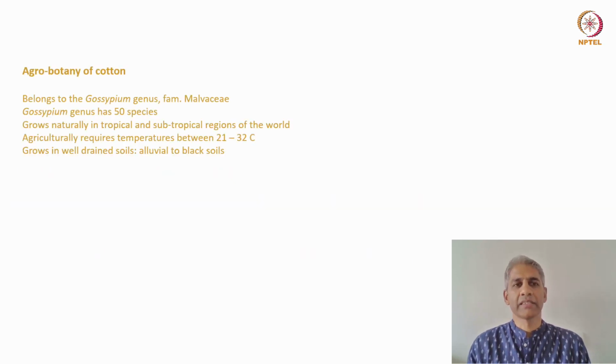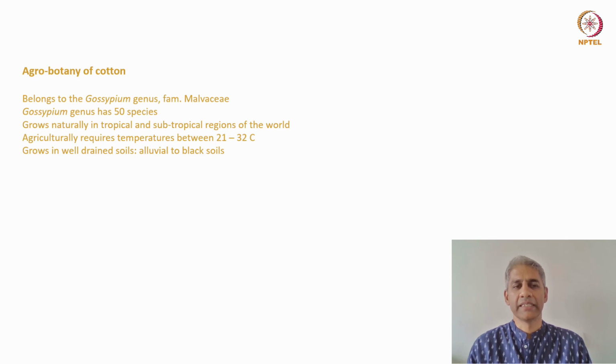So let's look at the cotton plant in particular. So cotton belongs to the Gossypium genus, and the family is Malvaceae. It's also called the hibiscus or mallow family. So hibiscus belongs to the family Malvaceae. And the Gossypium genus has 50 species.